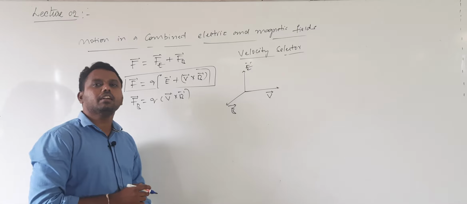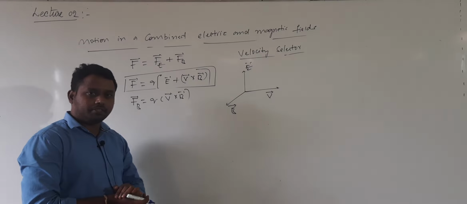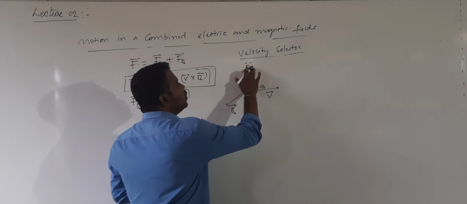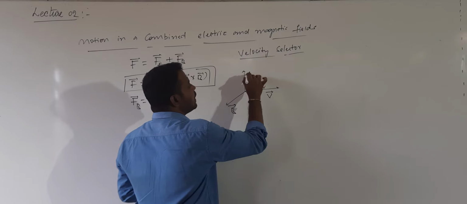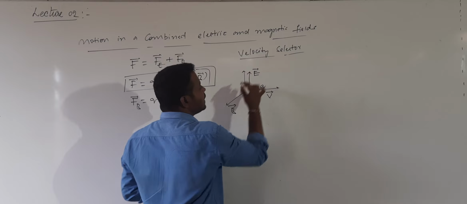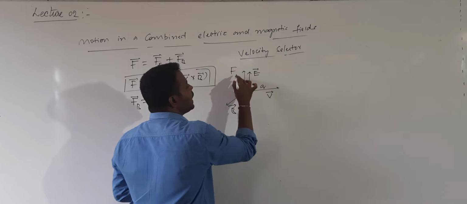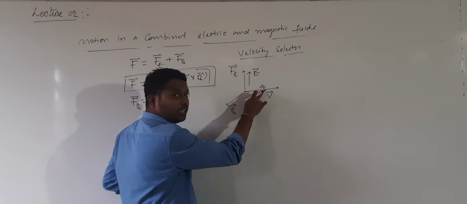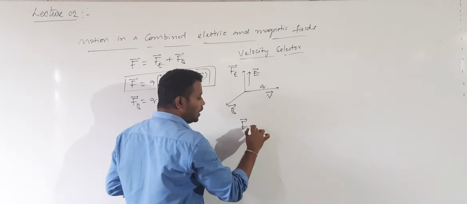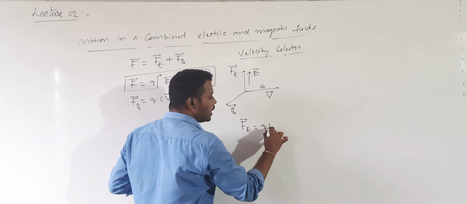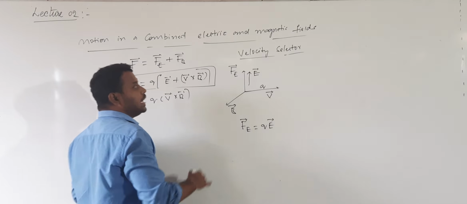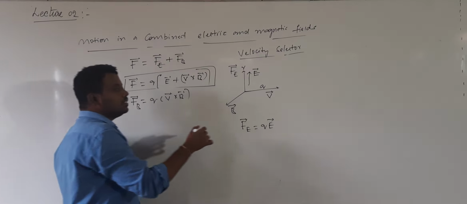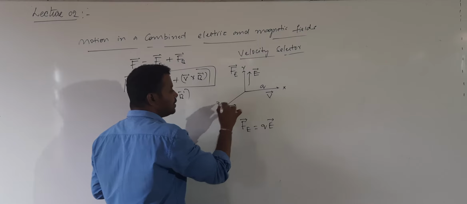Now let me consider a charged particle moving with a velocity v bar. What is the charge value? Q. When it is moving with a velocity v bar, this is the direction of E bar, electric field intensity. Then the force acting due to electric field is in the direction of E bar when Q is a positive charge. The force due to electric field is given by Q into E bar. The direction of force is along y axis. This is x axis and this is z axis.